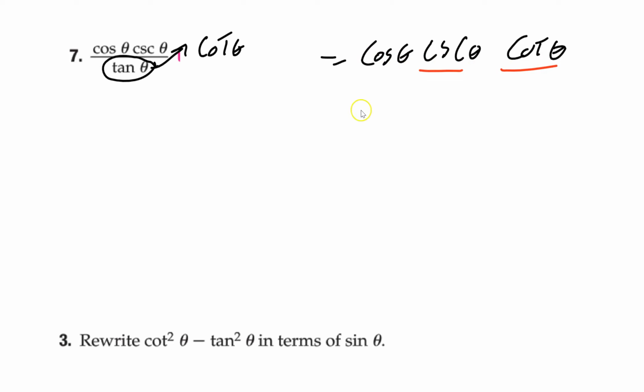Right? I'm going to leave cosine. You always leave cosine and sine. Those are golden. Cosecant you want to change: 1 over sine. You have to know your identities, man. Again, cannot do this without the identities.